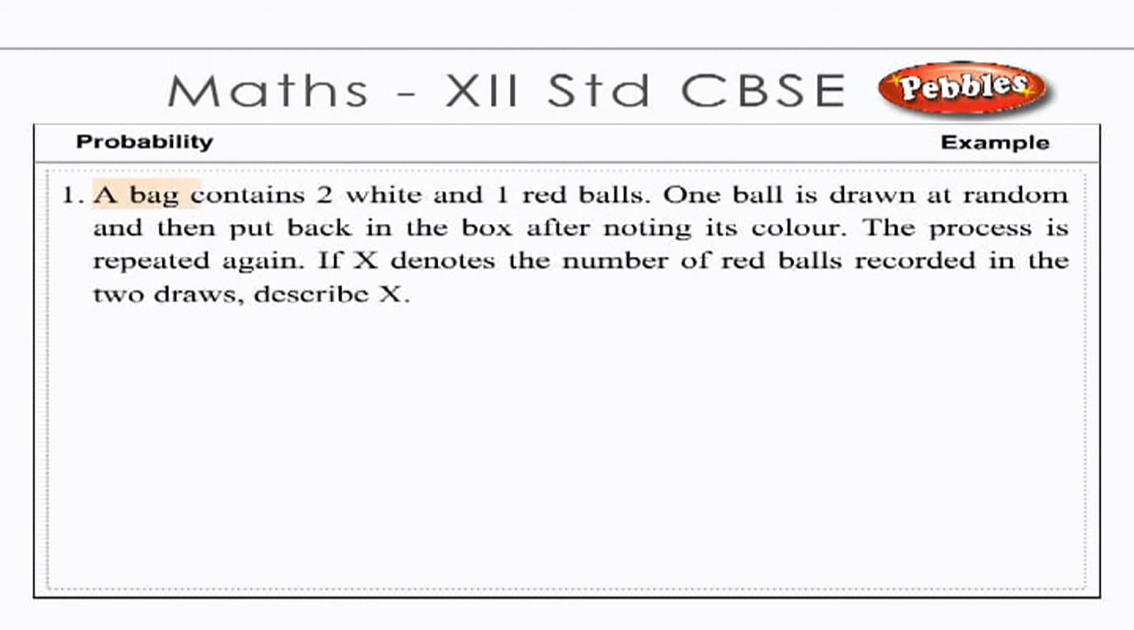Example. A bag contains 2 white and 1 red balls. One ball is drawn at random and then put back in the bag after noting its color. The process is repeated again. If X denotes the number of red balls recorded in the 2 draws, describe X.